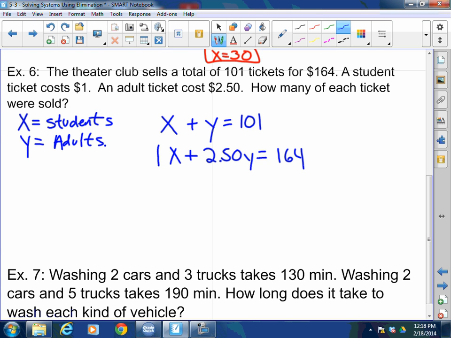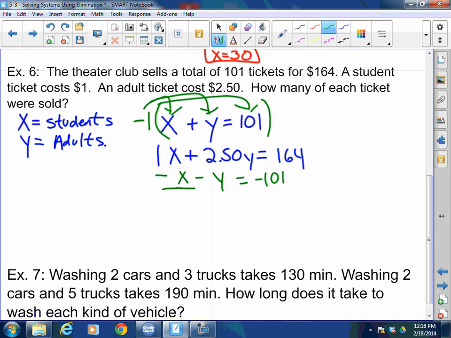Who do you want to solve for? x would be the wise choice. I'm going to go ahead and multiply everything here by a negative, giving me -x - y = -101. The x's cancel. I've got 1.5y = 63. The answer is going to be 42, but I'll prove it.